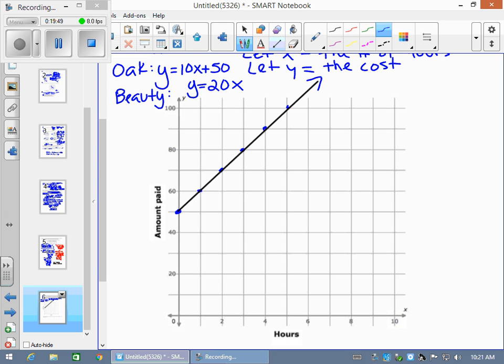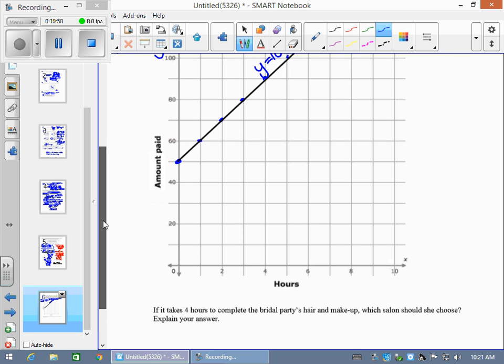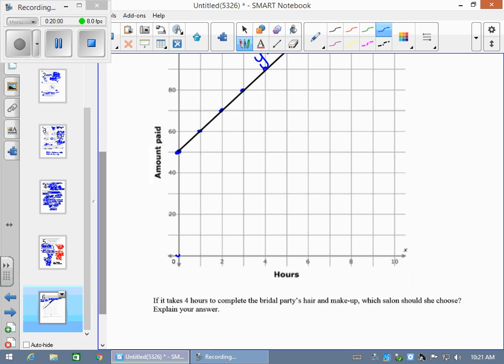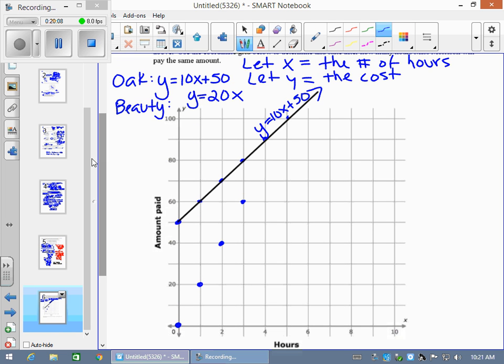Now my second equation was y equals 20x. So the y-intercept there would be 0, but this slope is 20. So I'm going up 20 over 1. Okay, now I'm going to go and graph that equation. Label that line y equals 20x.